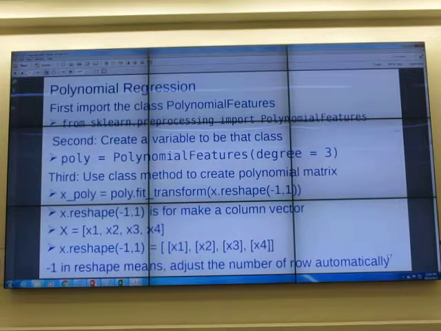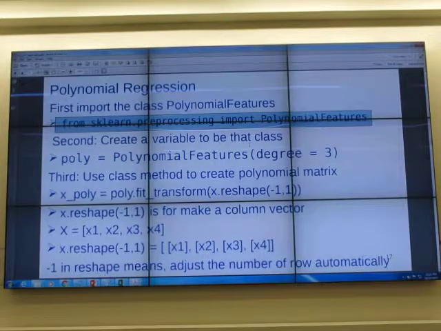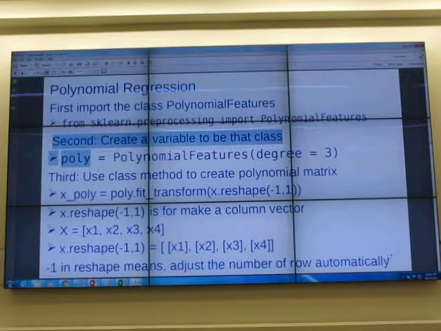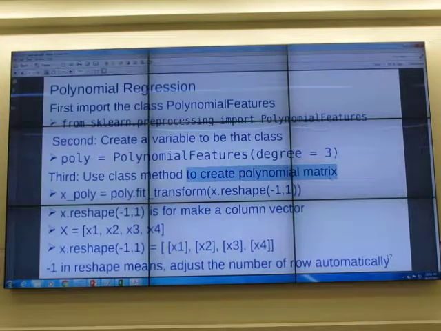So you import polynomial feature. Okay. Second, you create a variable to be that class. So you say, hey, poly is polynomial feature degree equal to 3. So this poly is an object. Okay. Then I use class method to create polynomial matrix. I say, hey, x underscore poly equal to poly dot fit transform s dot reshape minus 1 1.